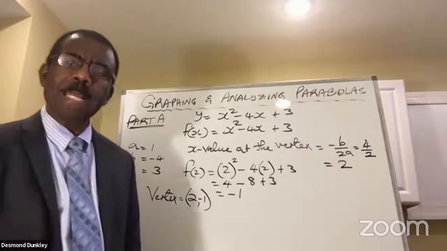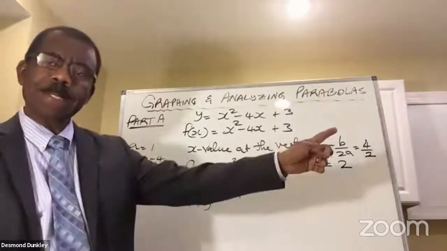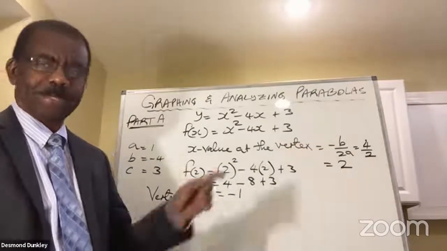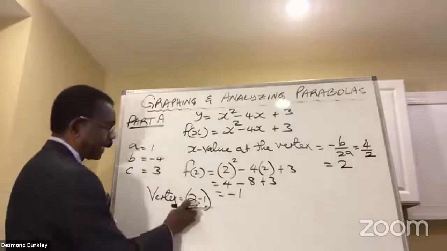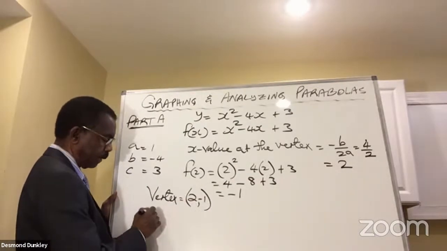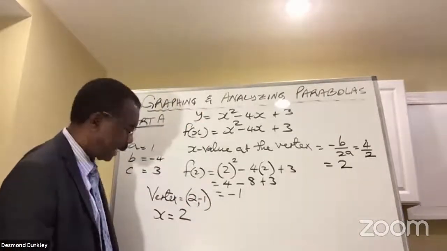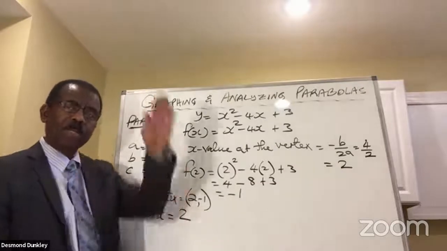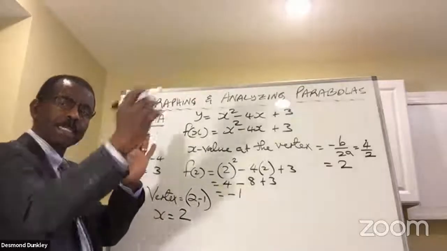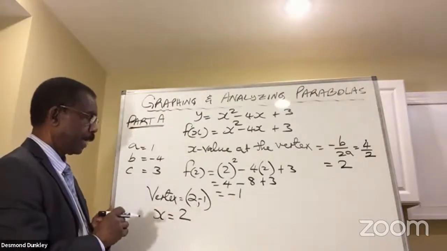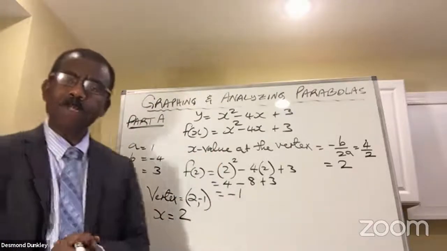So the vertex, like the parent function, would be (0, 0). So it means that the vertex went 2 to the right and 1 down. Okay? So what is the axis of symmetry? The axis of symmetry is x equal to 2. That vertical line passing through x equal to 2 is your mirror line, your axis of symmetry, and you're going to have points on the right and points on the left. So now we have the vertex and the axis of symmetry.